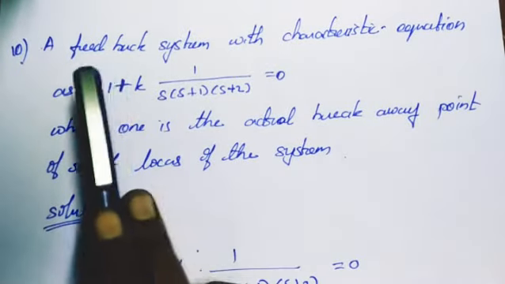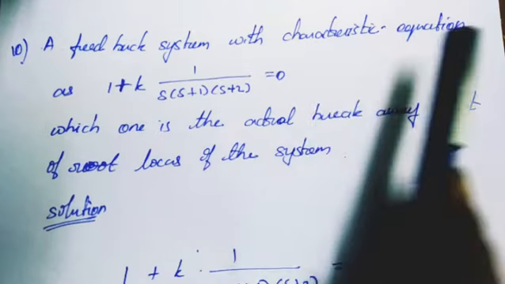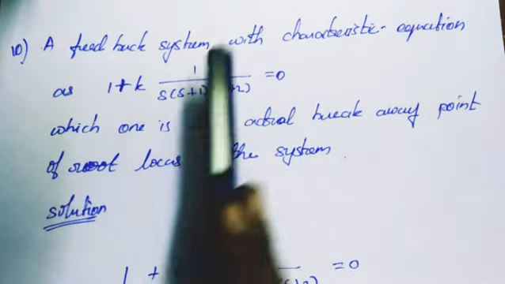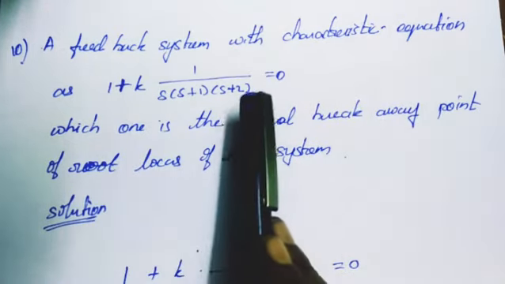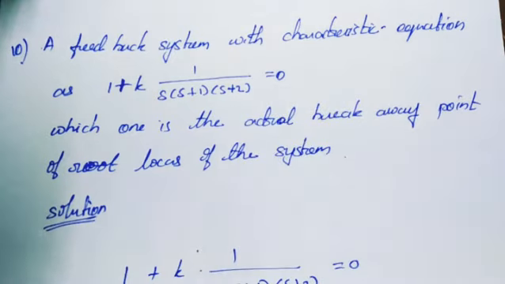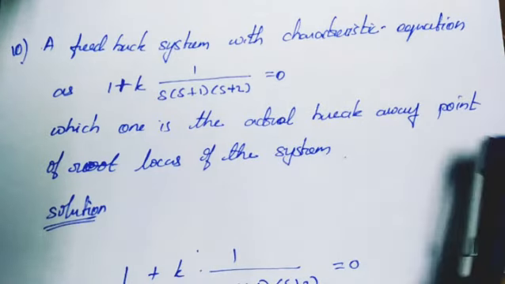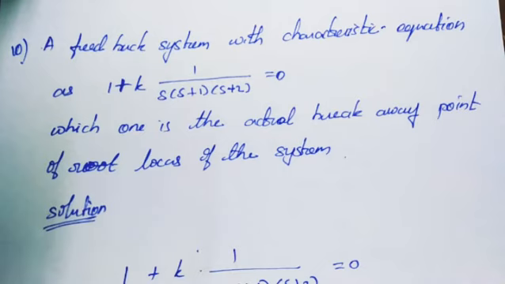Next question. A feedback system with the characteristic equation as 1 plus k into 1 divided by s into (s plus 1) into (s plus 2) is equal to 0. Which one is the actual breakaway point of the root locus of the system? So we have to find out the breakaway point.